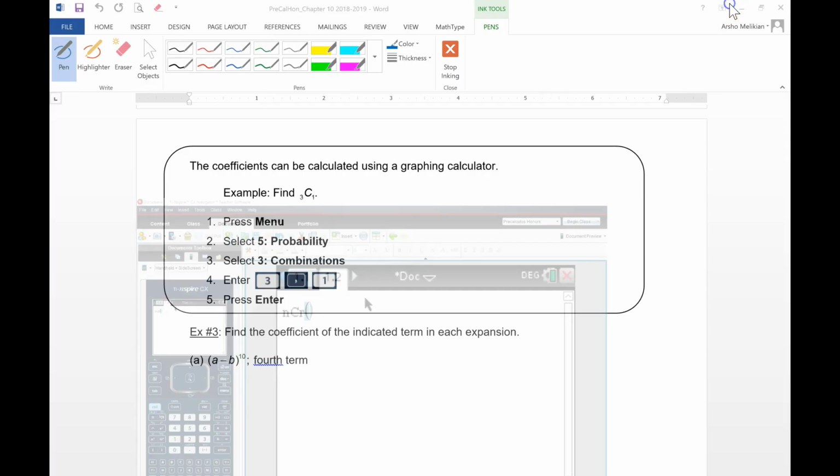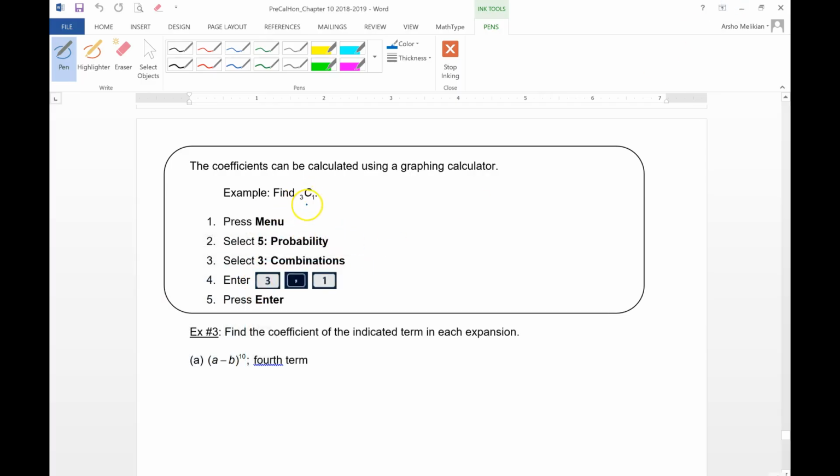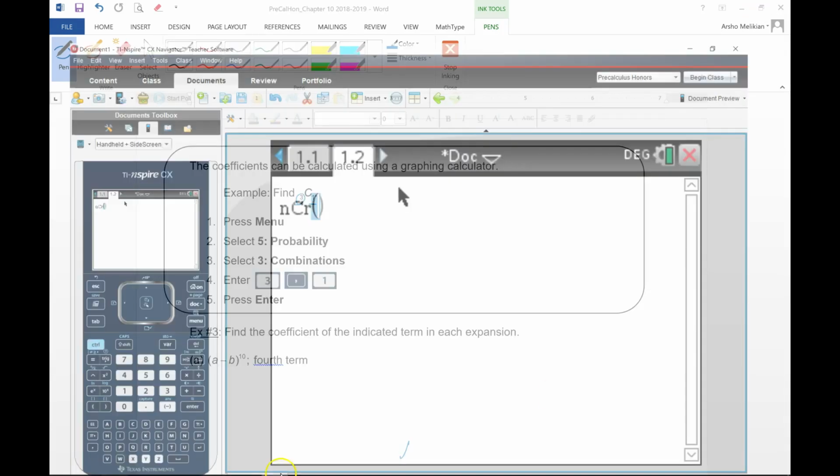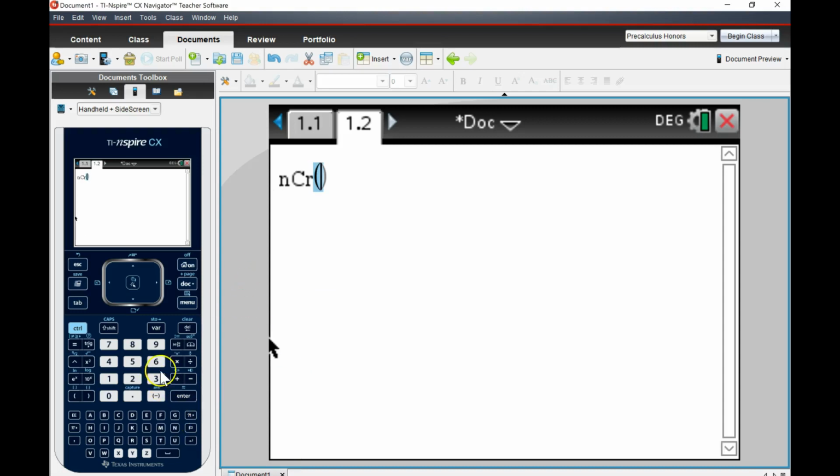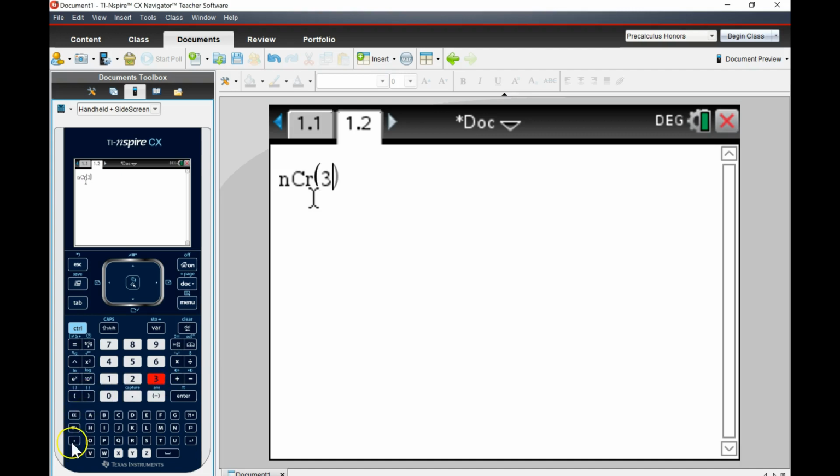Now here, look at what I have. If you want to find 3, 1, you have to enter those numbers: the first number, comma, the second number, and then press enter. So here, you're going to do the first number. And the comma is all the way at the bottom left-hand side, right? Comma 1, close parentheses, enter, and there you have it.